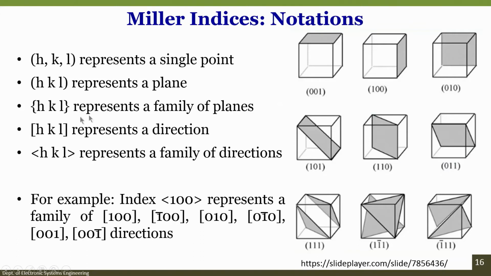So here you can see HKL in parentheses represents a plane. Here HKL represents a single point. If you have curly brackets, then it is a family of planes. If you have square brackets, then it represents a direction, while if you have HKL between two angle brackets, it represents a family of directions. So it goes: plane, family of planes, direction, family of directions.